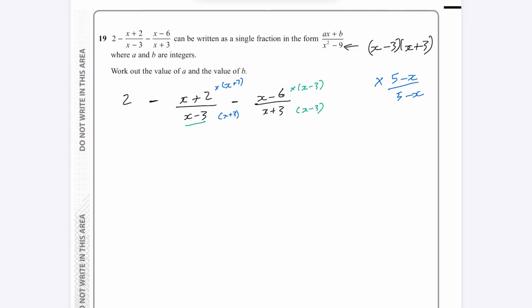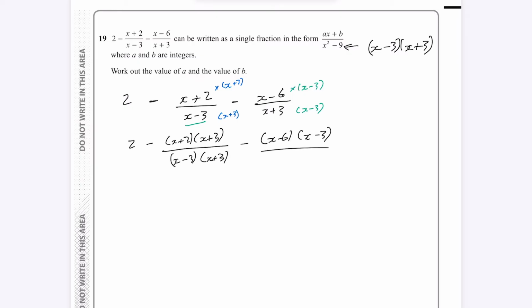Now these two are just 1, so it doesn't do anything. It's like multiplying something by 3 over 3. It doesn't do anything, but we're just doing it to simplify our life. So that then becomes 2 minus (x plus 2)(x plus 3) all over (x minus 3)(x plus 3), and that's (x minus 6)(x minus 3) all over (x plus 3)(x minus 3).